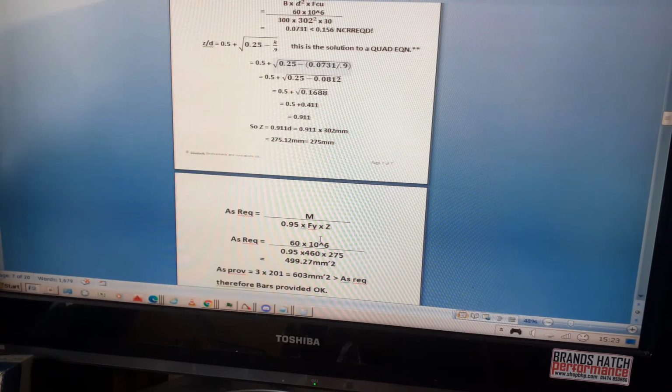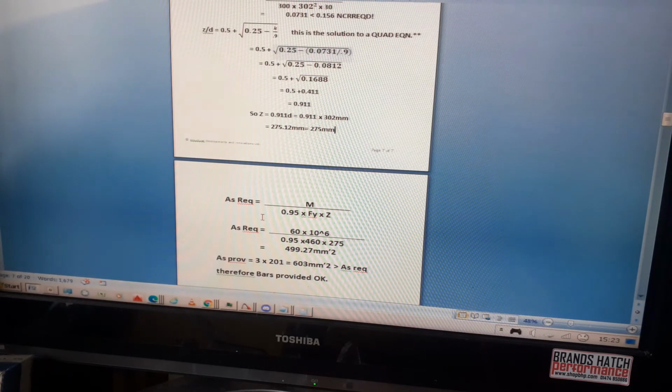So now we can just find out easily the AS required. That is equal to moment divided by 0.95 Fy times Z. I found out that M was 60 kilonewton meters in the previous video. So AS required equals 60 times 10 to the power of 6 divided by 0.95 divided by 4 times 460 times 275. That's equal to 499.72 millimeters squared. Therefore, AS provided, 3 times 201, 603, is greater than 499, so everything's okay. Therefore, the bars provided are okay.